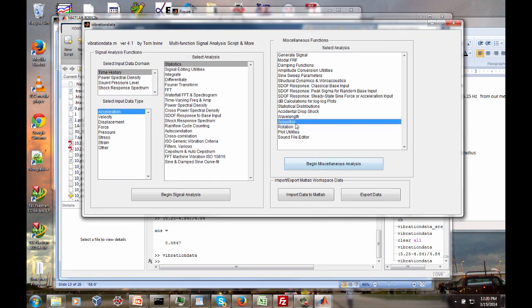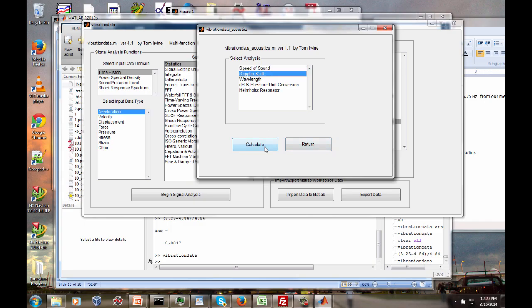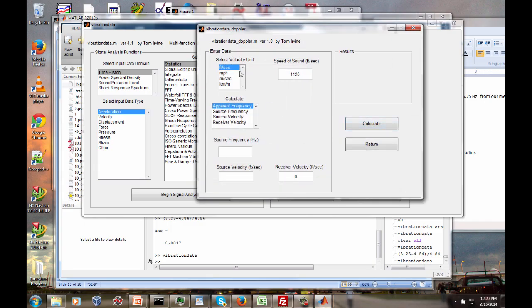We go to acoustics here, and we go to miscellaneous. We actually have a Doppler shift option built in. Our speed of sound, the equivalent in English units, is 1120 feet per second, or in terms of miles per hour, 767 miles per hour. We want to calculate the source velocity. The source frequency, the actual reference frequency, is 4.84 hertz. The apparent or measured frequency is 5.25 hertz. We're going to assume that the ground monitoring station was fixed to the ground, so there was no receiver velocity.